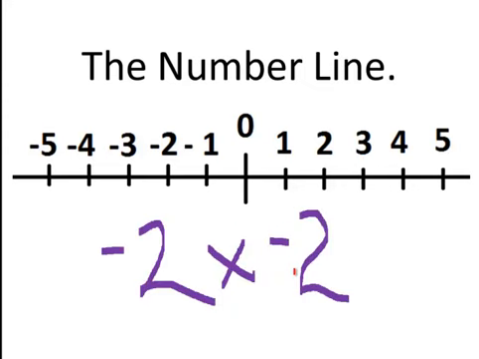Where would negative 2 times negative 2 fall on the number line? Well, a negative times a negative is always a positive, and so negative 2 times negative 2 would be 4 on the number line.